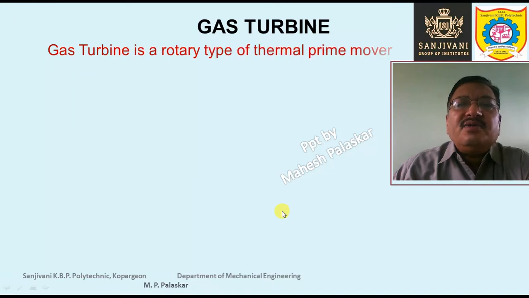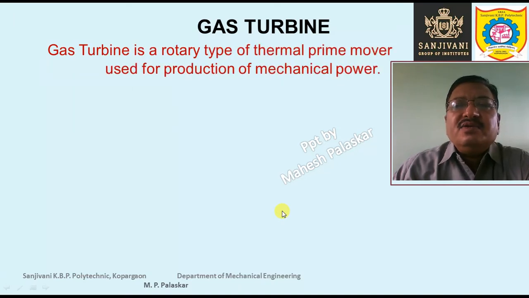So gas turbine is a rotary type of thermal prime mover used for the production of mechanical power. So this word gas indicates that it is a thermal prime mover, because we are using the hot gases, we are using the combustion chamber and combined with it sometimes the heat exchanger. So the hot gases we are using in case of the gas turbine. We are supplying the heat energy to the gases in case of the gas turbine.